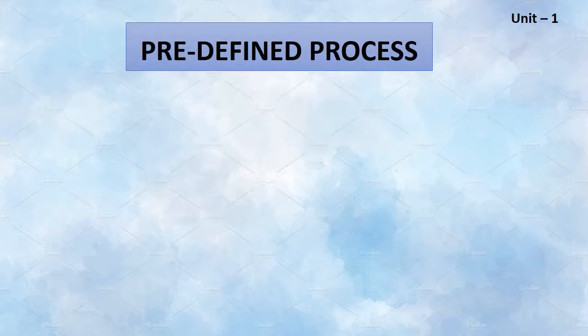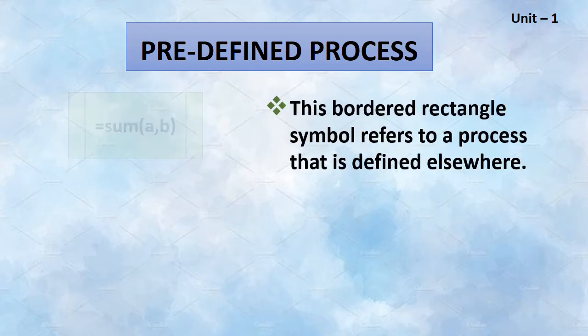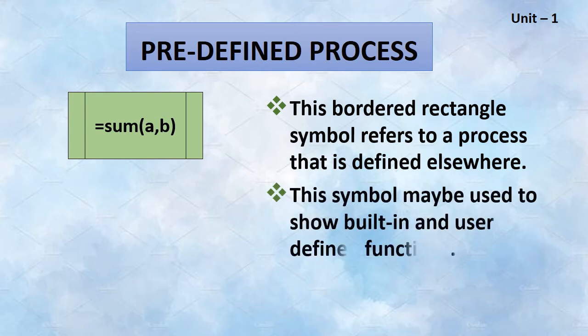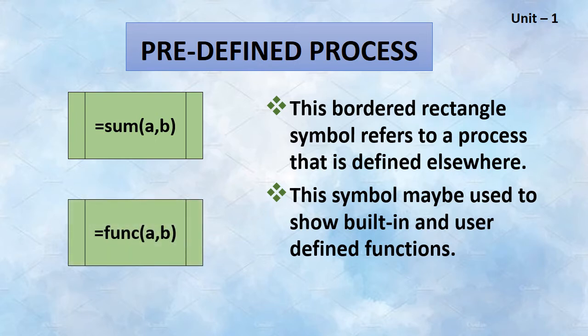Predefined process. This bordered rectangle symbol refers to a process that is defined elsewhere. We are just going to use this process over here. It is used to represent built-in and user-defined functions, and these two functions will be learned in detail in unit number 5 of your book.